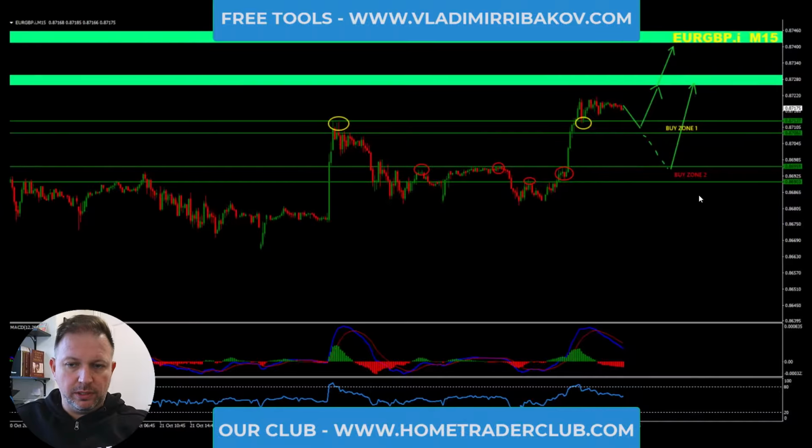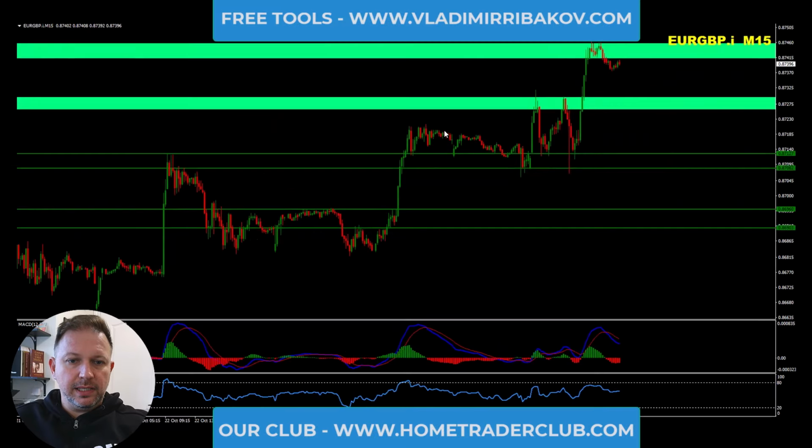What happened with the euro pound in that case is it came all the way down to buy zone number 1, created the rejection, first rejection, then another rejection. It was trying to spike through, as you can see, but failed. It doesn't manage to hold below that, and from there flies to target 1 and target 2.